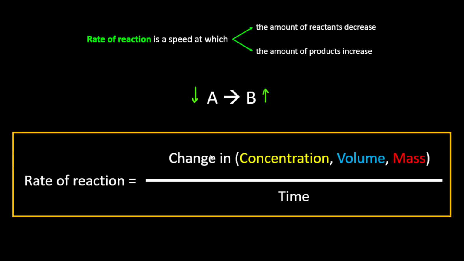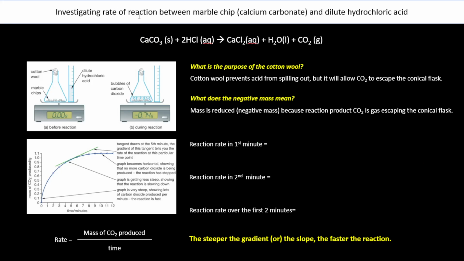For example, if it is change in concentration over time, it could be mole per dm cube per second. If it is volume, it can be centimeter cube or dm cube per second. If it is mass, it can be gram per second. Now, let's try to investigate the rate of reaction between calcium carbonate marble chips and dilute hydrochloric acid. Okay, let's take this as a base case and try to understand everything.